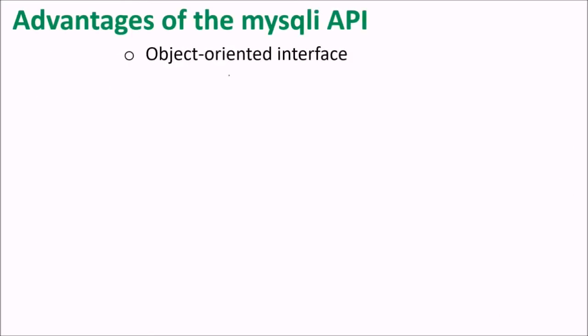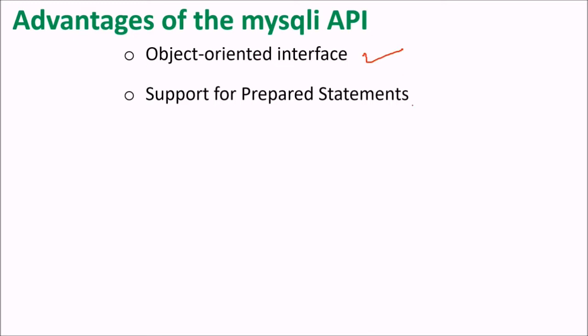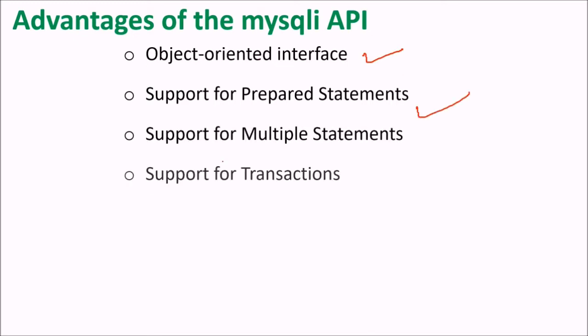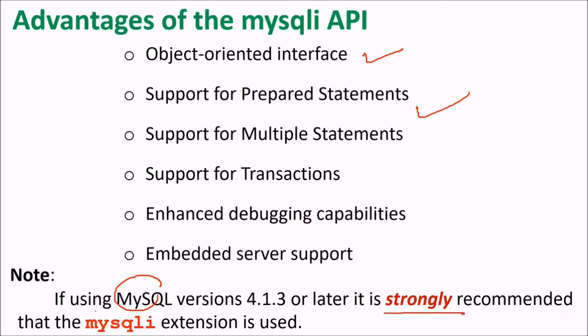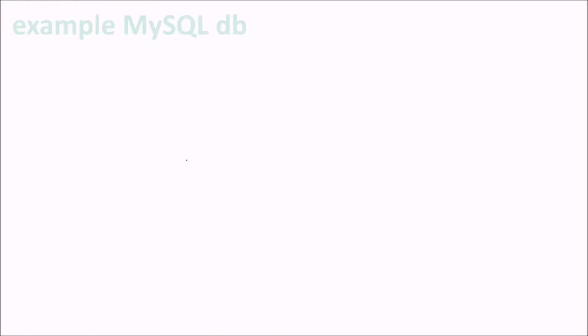What are the advantages of the MySQLi API? The object-oriented interface, support for prepared statements, support for multiple statements, support for transactions, enhanced debugging capabilities, and embedded server support. If using MySQL version 4.1.3 or later, it is strongly recommended that the MySQLi extension be used.